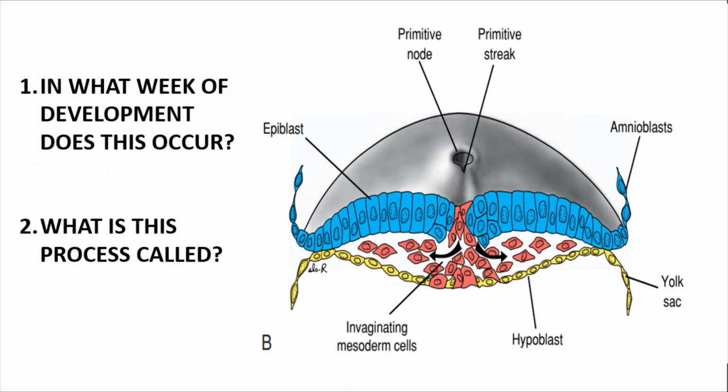Okay. In what week of development does this occur? You can see cells are migrating from the epiblast and forming the trilaminar layer. This occurs in week 3, and this process is called gastrulation.